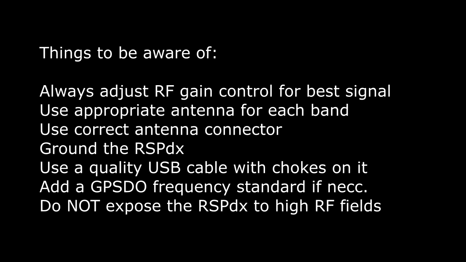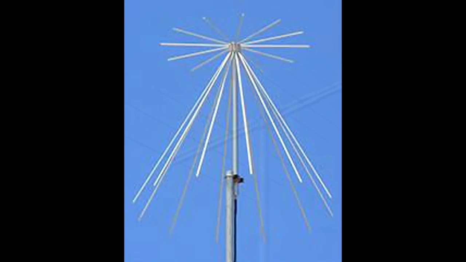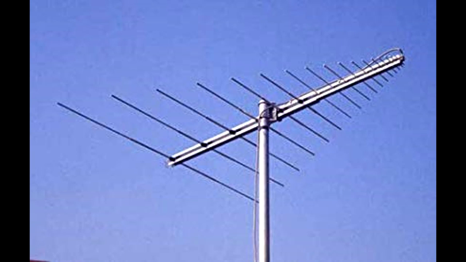Now here are some things to be aware of. Always adjust the RF gain control for the best signal. You change frequencies, hit that RF gain control, and adjust it for the best quality signal. Use the appropriate antenna for each band. That means under 200 megahertz, you can use the BNC antenna connector, and a long wire might work pretty darn well. But once you get up a little bit higher, VHF and UHF and above, you really should consider a discone antenna or a log periodic antenna, and use the SMA connectors, which can handle the higher frequencies.